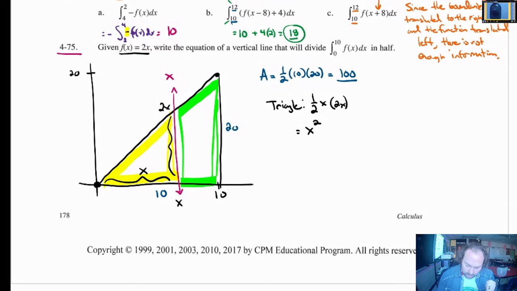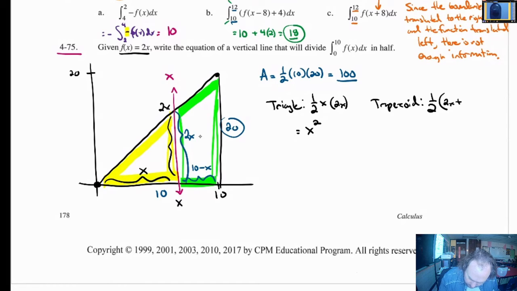But that will work. The trapezoid, the green part of this problem, is going to be, well, let's just break it down a little bit. We got to think about, again, how we can express the different parts. This side here is going to be the same 2x as it was before. This side is still going to be 20. And this distance, the height of the trapezoid, is going to be 10 minus x. So if we put this all together into the trapezoid formula, it would be 1/2 times the sum of the bases, 2x plus 20, times, in parentheses, 10 minus x, which is the height of that trapezoid.